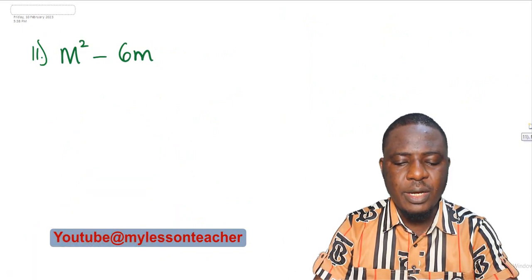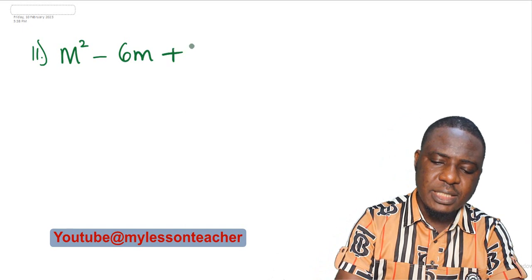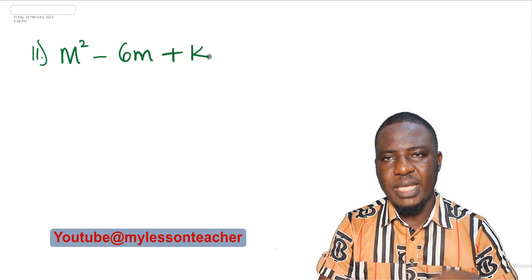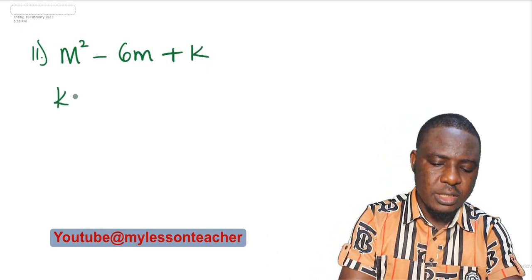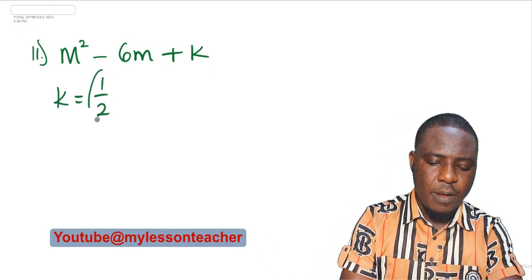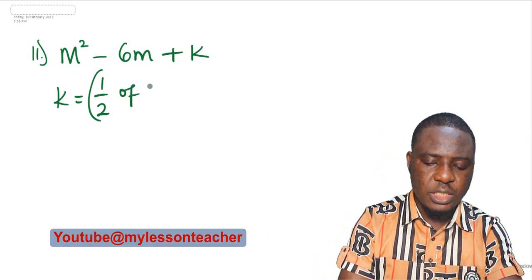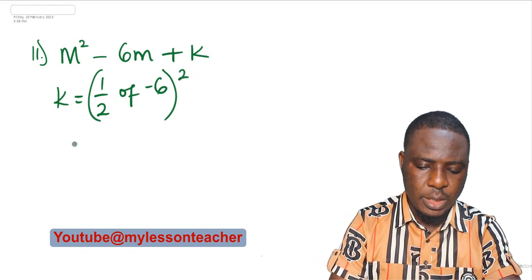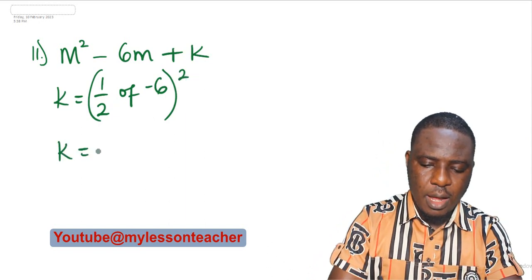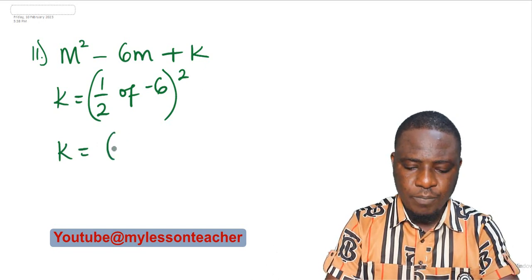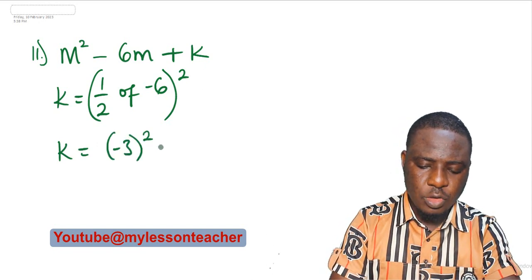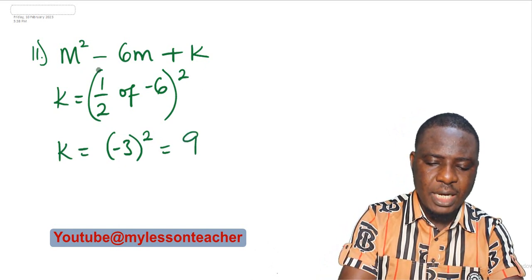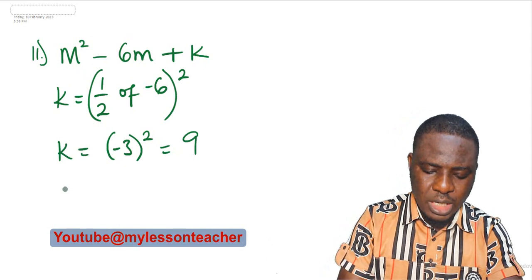Question 11. We have m squared minus 6m, and we said let that term that should be added to make it a perfect square be said to be k, and k is defined as half the coefficient of the middle term or the second term all squared. So half of minus 6 is said to be minus 3, and minus 3 squared gives us 9. So 9 is that term that must be added to m squared minus 6m to make it a perfect square.